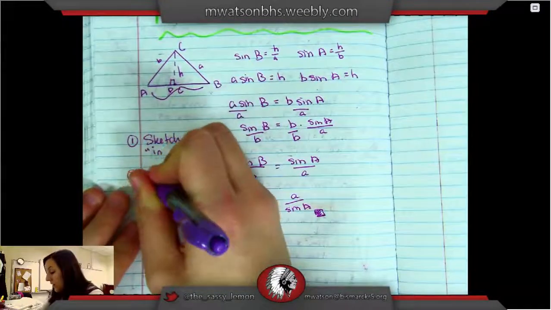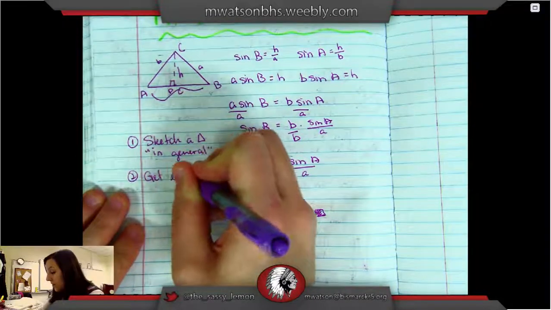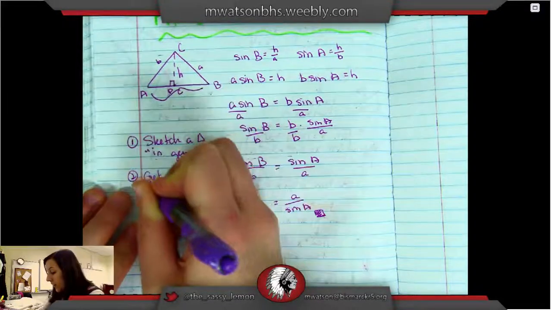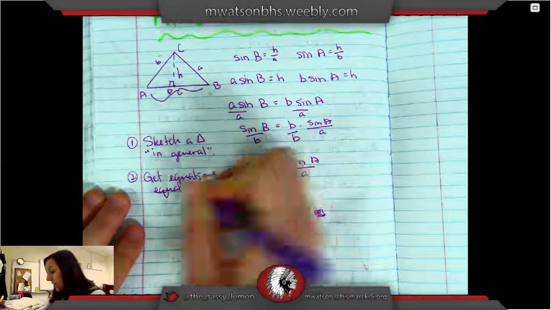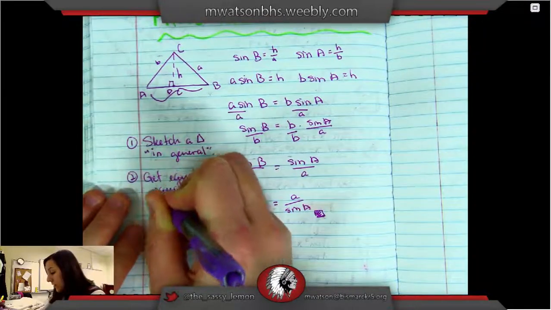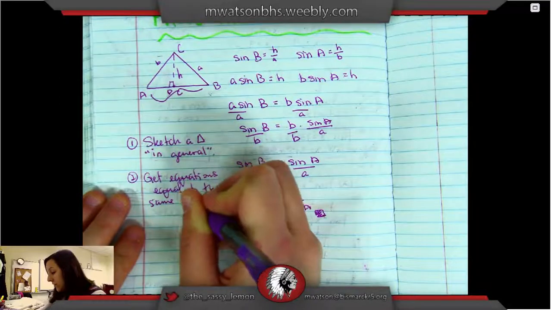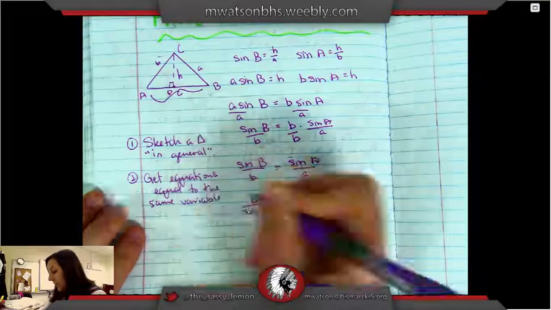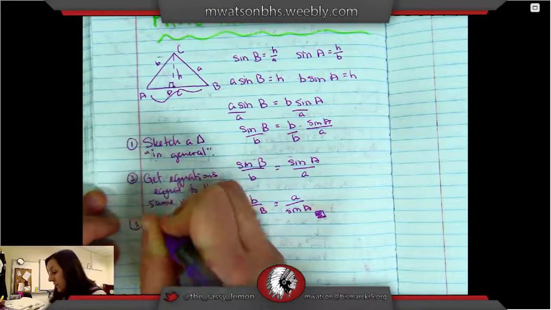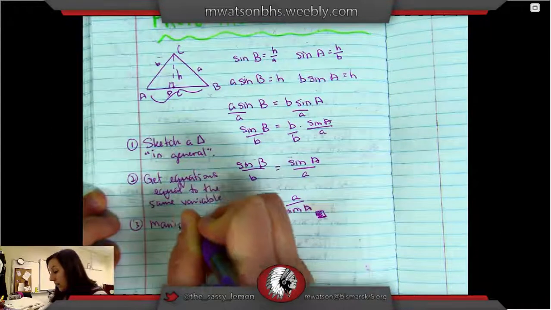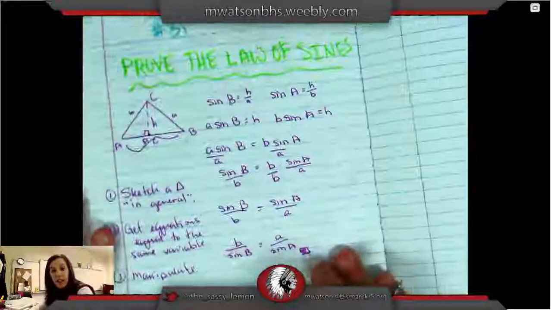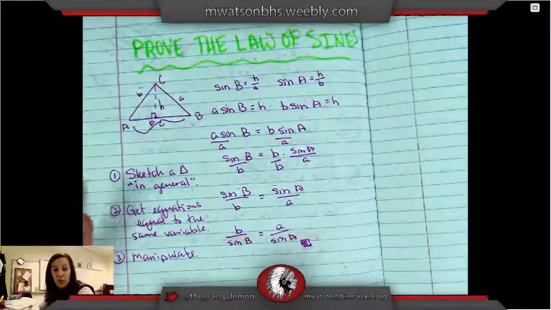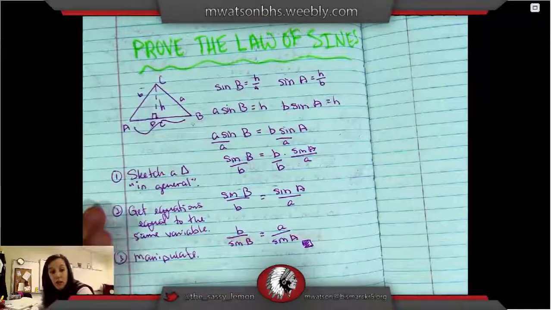So get equations equal to the same variable. And then lastly, manipulate till it looks like what we want. And of course you have to manipulate legally. But I would practice this proof a few times here and there so that you don't forget how it works.